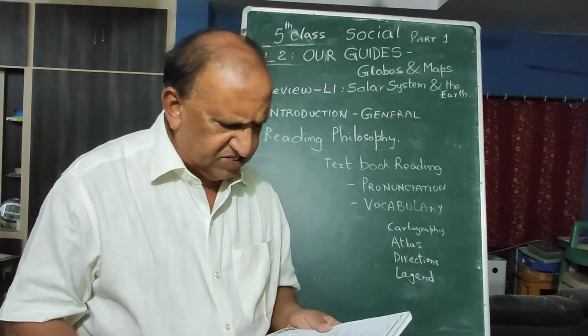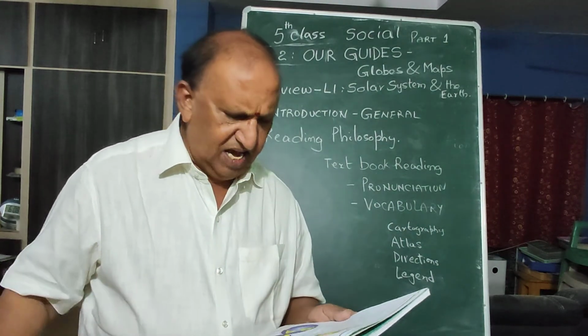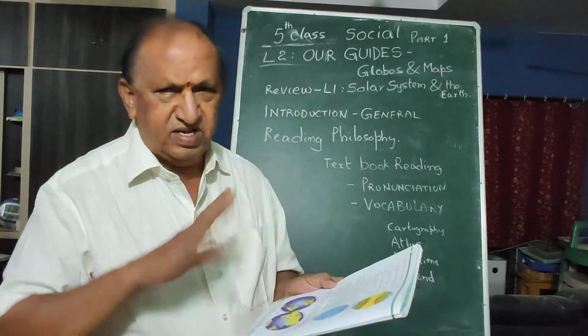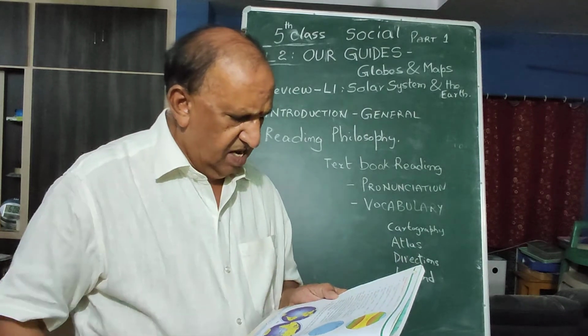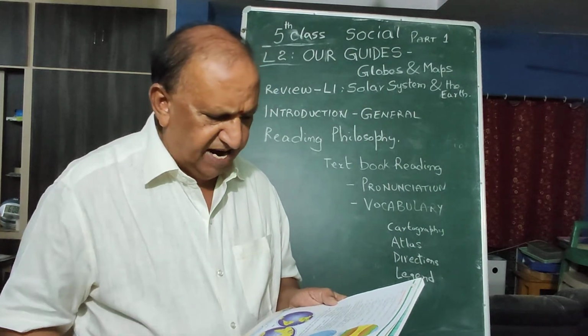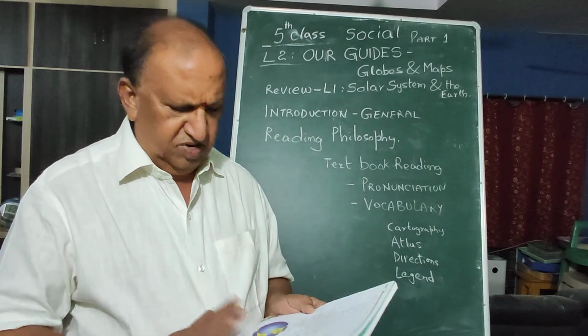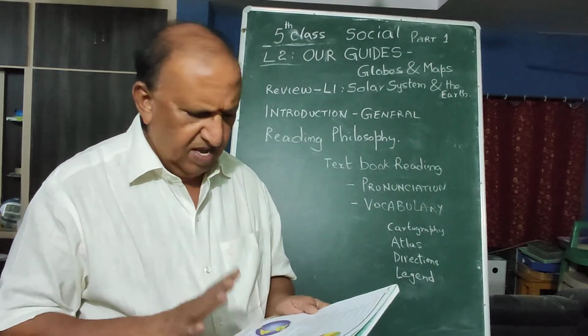Grid: the network of latitudes and longitudes drawn on the globe is called the grid. On the globe, show it on paper. Now, with the help of the grid, we can locate any place on the globe easily.